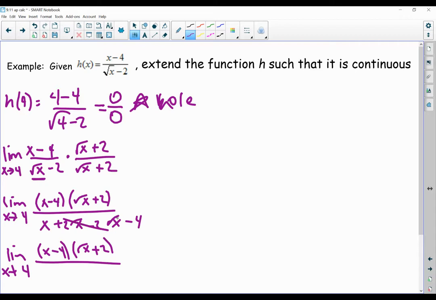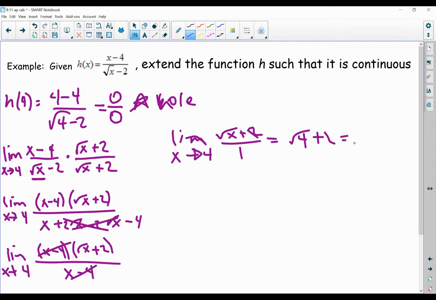If I simplify that, these middle terms cancel, so I end up with x minus 4 on the bottom. If you did it right, you should notice that we have a common factor that I can reduce by. So now, if I reduce my fraction, I have the limit as x approaches 4 of root x plus 2 over 1, because that's all I have left on the bottom. Now if I plug in 4, I get root 4 plus 2, which is 2 plus 2, which is 4. So if the limit is 4, then that's the intended height of the function there.